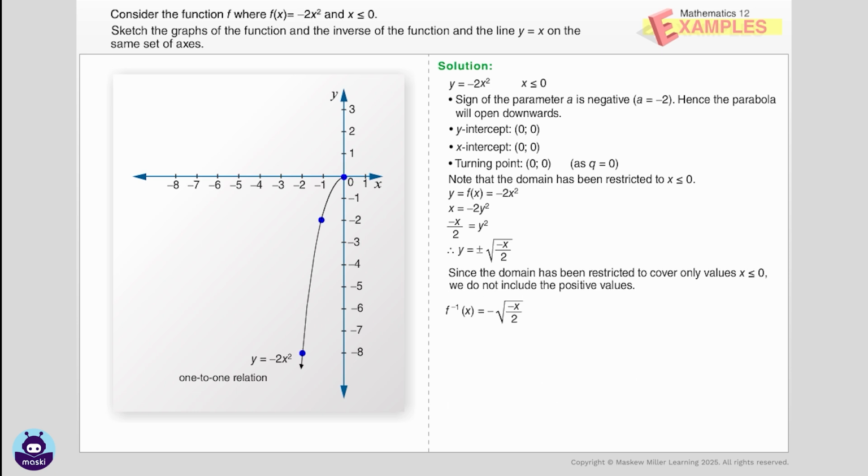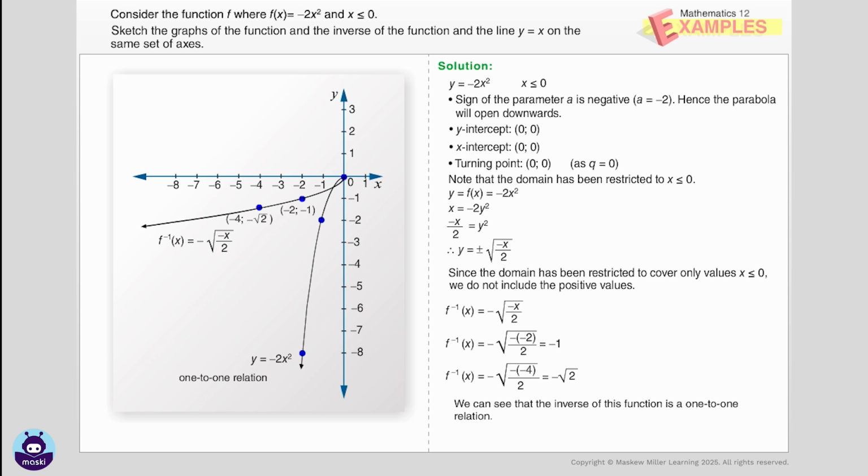We can sketch the graph of the inverse function by restricting the domain to x values less than or equal to 0. If x equals negative 2, y equals negative 1. If x equals negative 4, y equals negative root 2. We can now sketch the inverse of the quadratic function. We can see that the inverse of this function is a one-to-one relation. The function f of x has been reflected along the line y equals x to form f inverse of x.